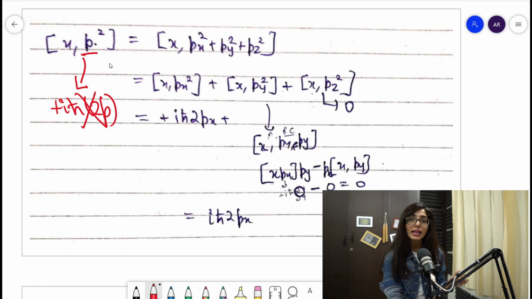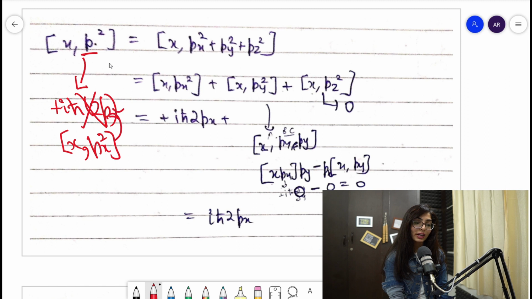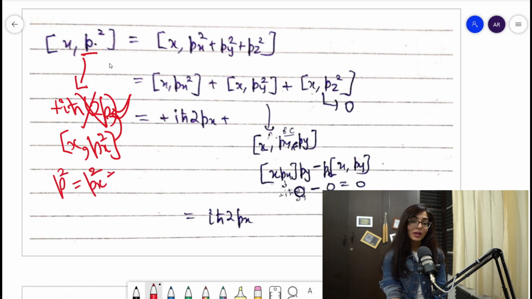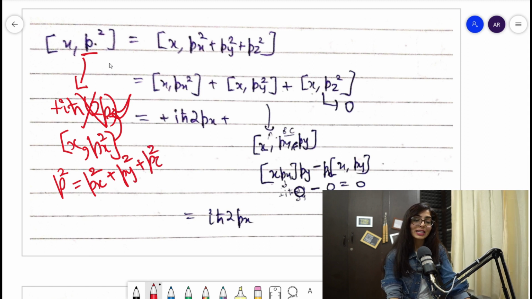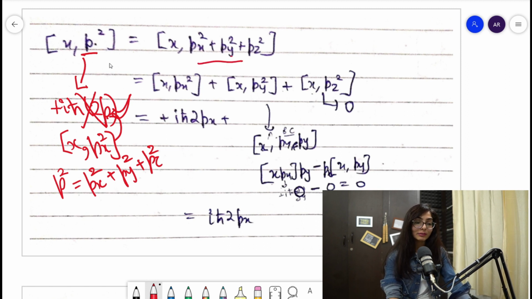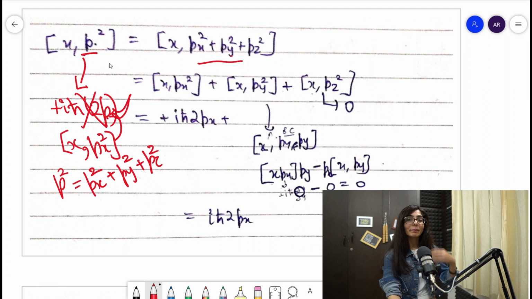That is for the same coordinate. Suppose it was x comma px square, then this answer was correct. But now p square is there, and in the very first lecture I told you that p square is px square plus py square plus pz square. So let's elaborate it like that. If I write this p square as px square plus py square plus pz square, it will become like this. Clear? So let's solve it by the basic properties which we have learned till now.